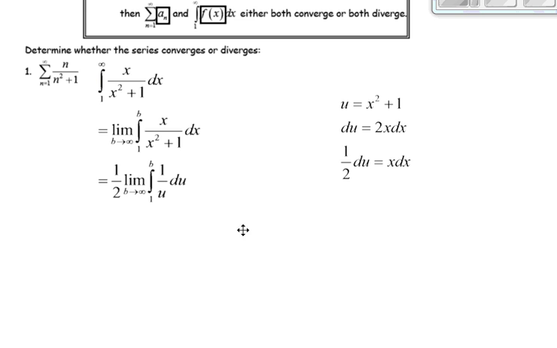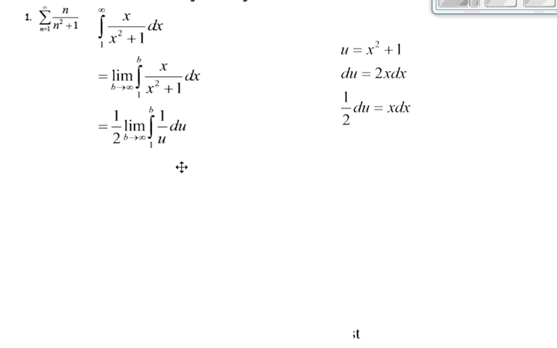Okay, so now we want to take the integral of 1 over u, which is fairly easy. It's just the natural log of u. And I'm just going to go ahead and do my u substitution. So the 1/2 limit is going to stay, and this is going to be the natural log of u, where u is x squared plus 1.